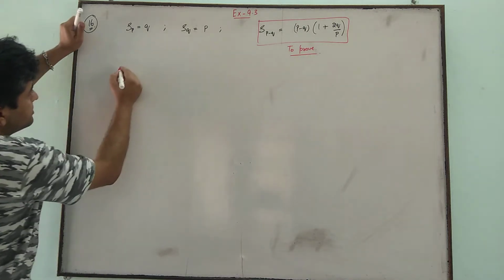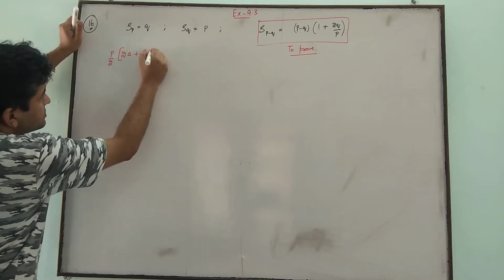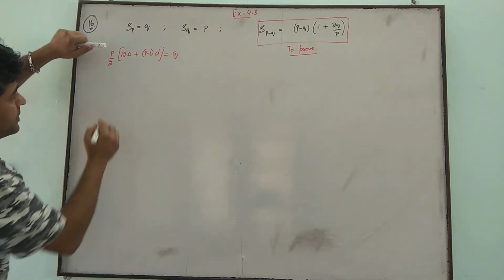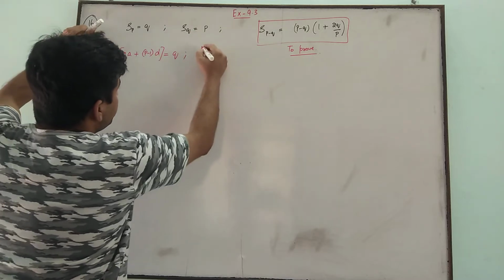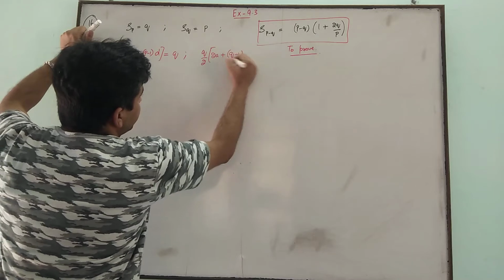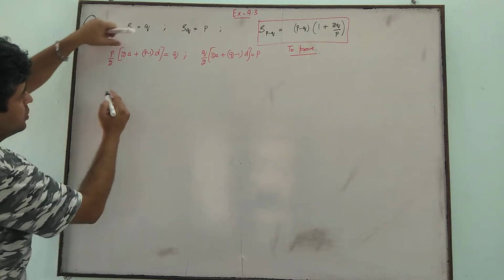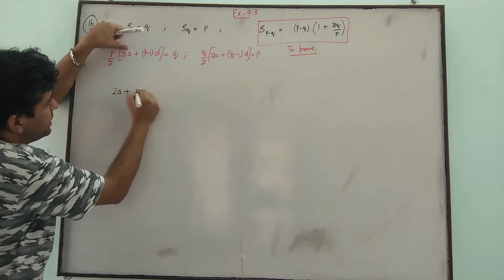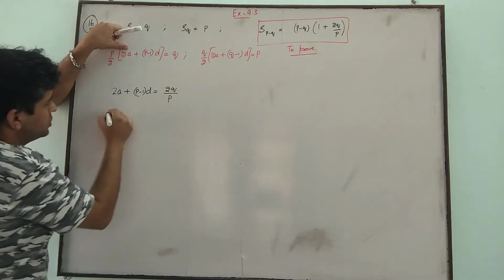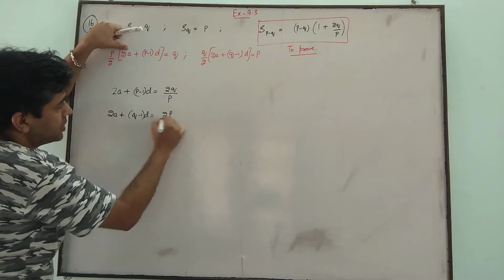The sum of p terms is q, that is p by 2 into 2a plus (p minus 1) into d. Here the variables are a and d, which we need to find. The sum of q terms is p, that is q upon 2 into 2a plus (q minus 1) into d is p. So from this we get 2a plus (p minus 1)d is equal to 2q upon p, and 2a plus (q minus 1)d is equal to 2p upon q.